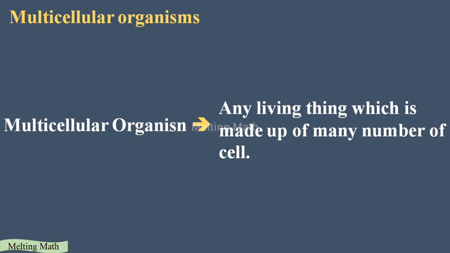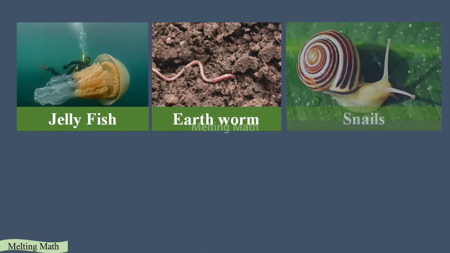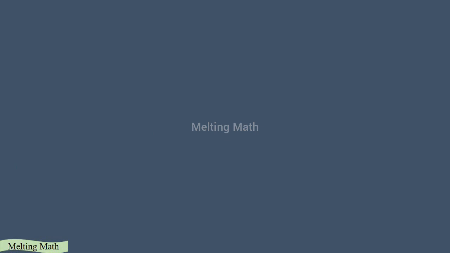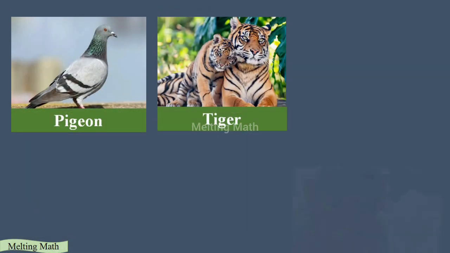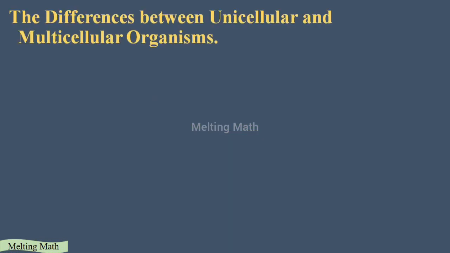Examples of multicellular organisms are jellyfish, earthworm, snails, fish, frog, snakes, pigeon, tiger, monkey, and man. These are all examples of multicellular organisms, which are made up of a large number of cells. Okay, let's see the difference between unicellular and multicellular organisms.